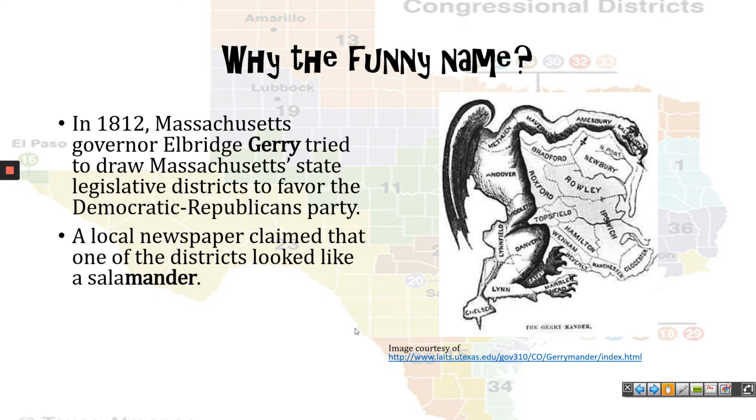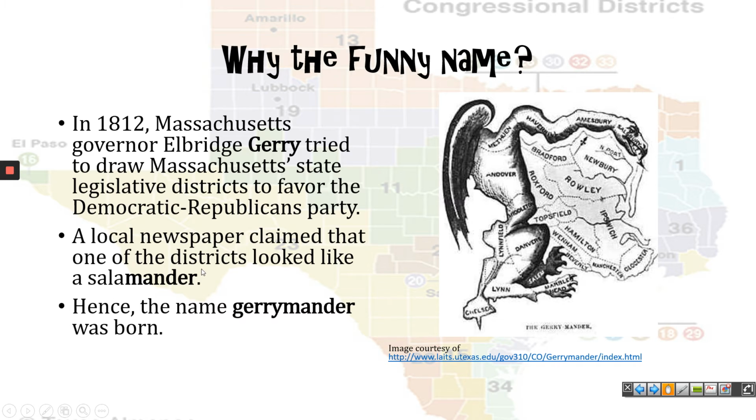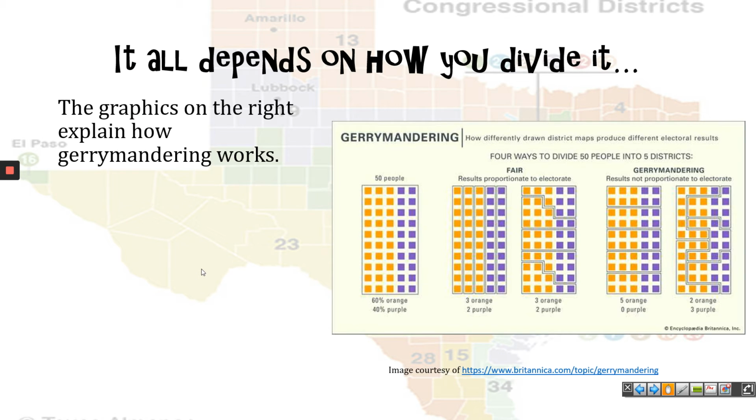Now, this drawing over here on the right looks more like a dragon of some sort than a salamander to me. But nonetheless, a local newspaper described it as a salamander. So they just took those two words, Gerry and salamander, and hence the word gerrymander was born. Now, we're going to spend some time on these graphics on the right to explain how gerrymandering can lead to some unfair or unjust results.